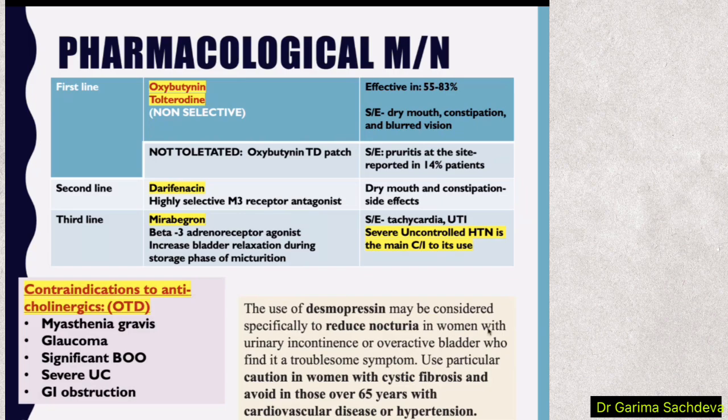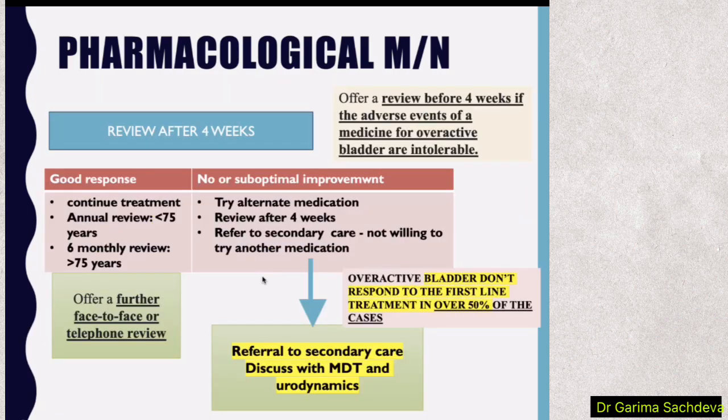How? It is causing bladder relaxation, because beta 3 receptors are also present on the bladder. In incontinence, the detrusor muscle is contracting again and again. So this is relaxing the detrusor muscle. It will increase the bladder relaxation during the storage phase.